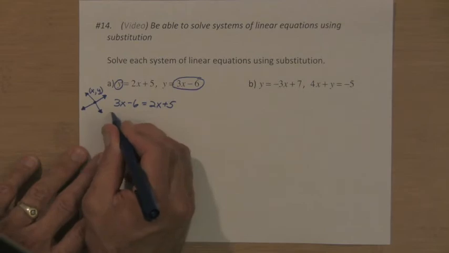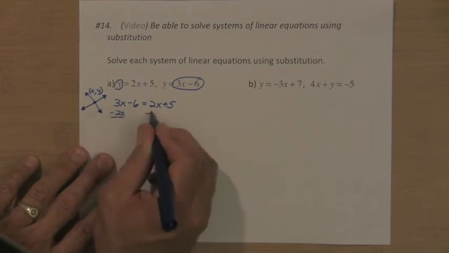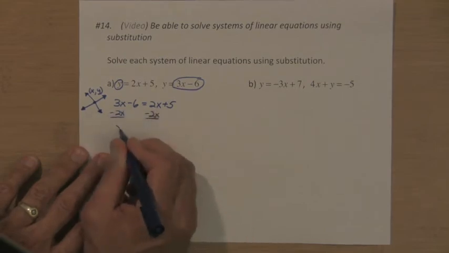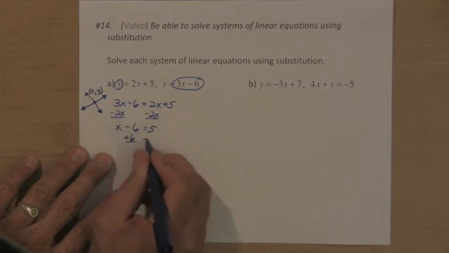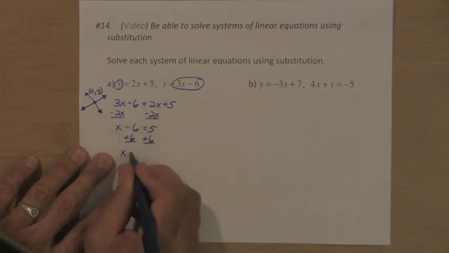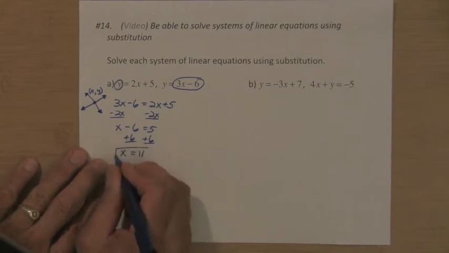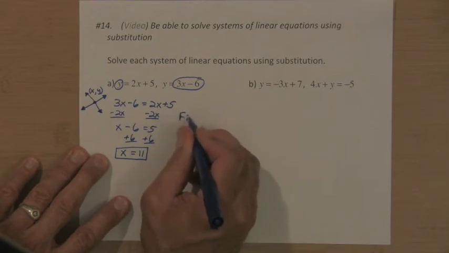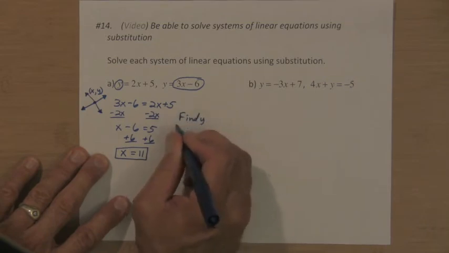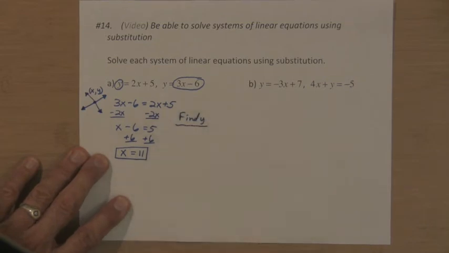So first, to solve this, I'm going to subtract 2x from both sides, and I get 3x minus 2x is x, x minus 6 equals 5. If I add 6 to both sides, I get x equals 11. So that is one of my solutions, but I have to find the other variable, in this case y. And I can choose either equation to find the y value. It doesn't matter, it's going to be the same value.